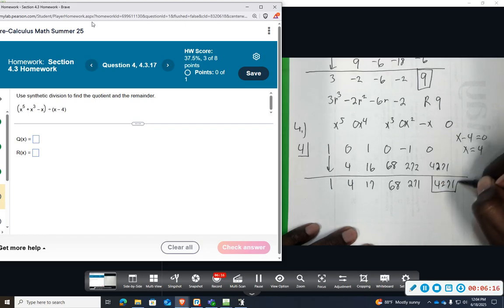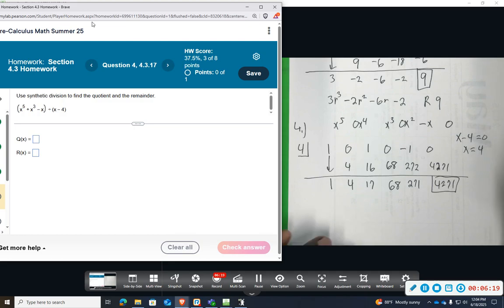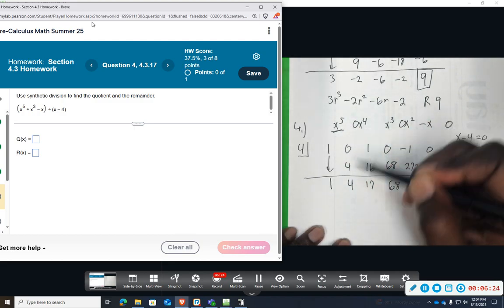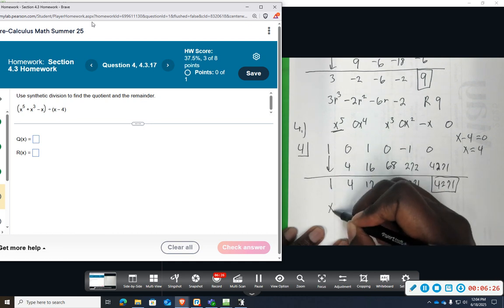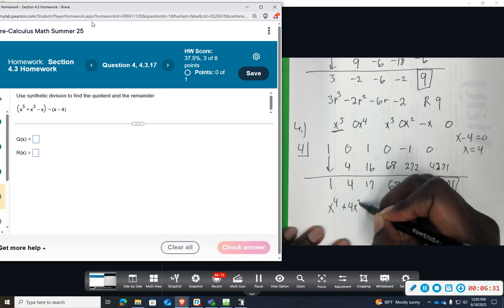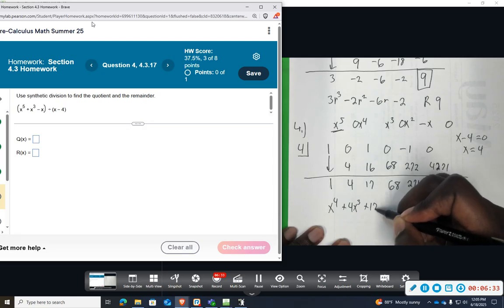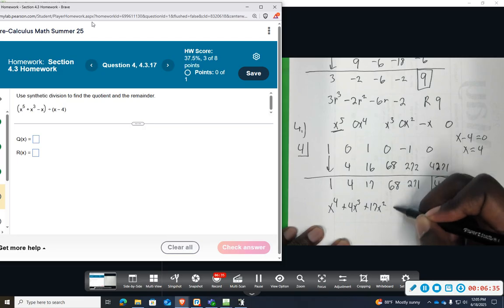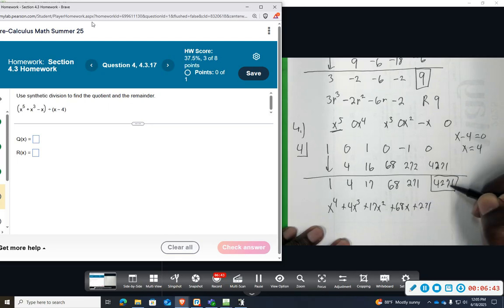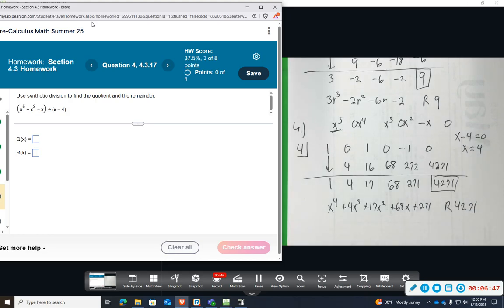So again, we didn't end up with 0. It's not going to be an even polynomial. We started with a degree of 5. We're going to drop that by 1 and start with x to the 4th. So this 1 just means x to the 4th. And then it's positive, so plus 4x to the 3rd plus 17x to the 2nd plus 68x, and then plus 271, and then your remainder is 1084. So the quotient, we're going to type it here.